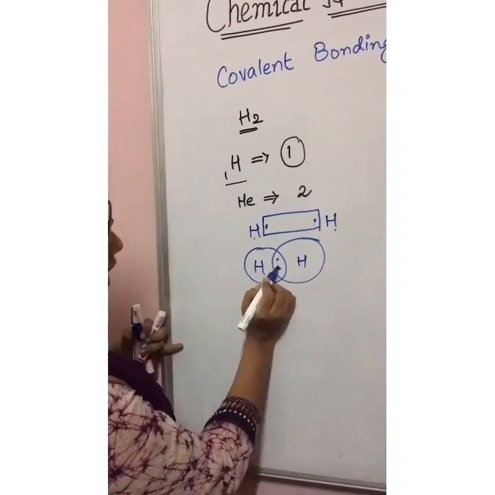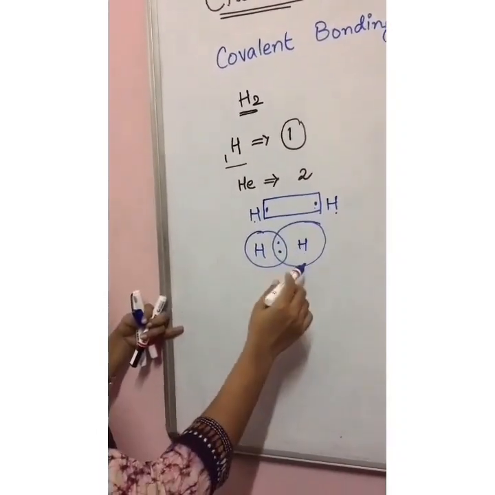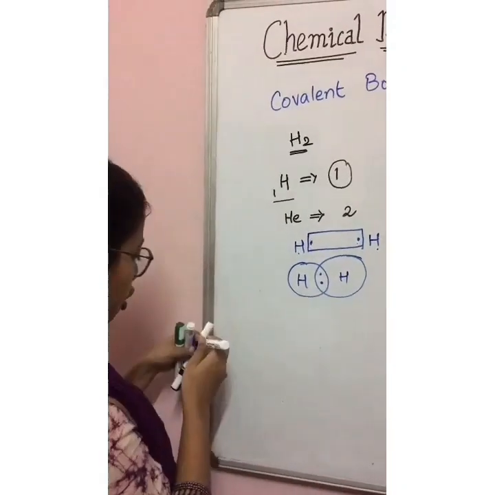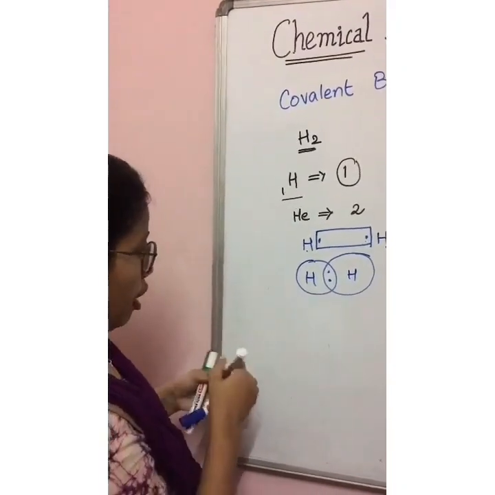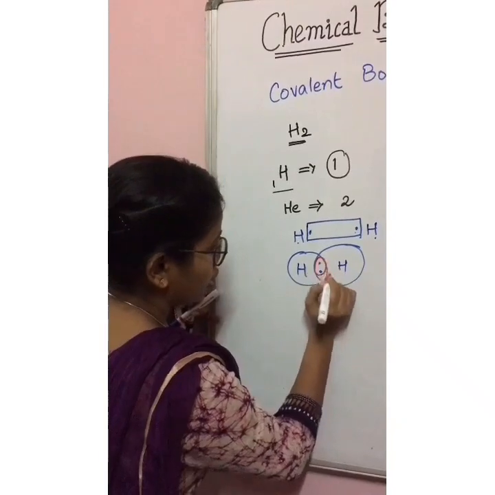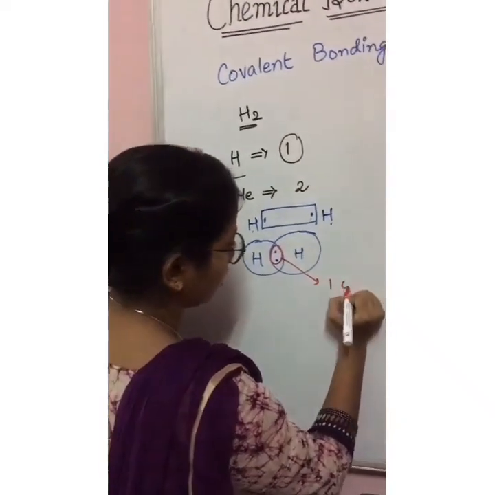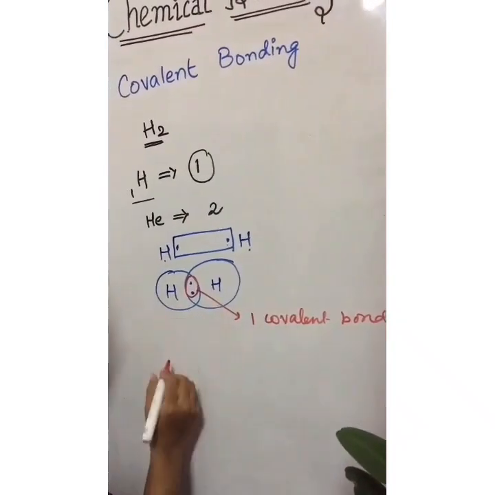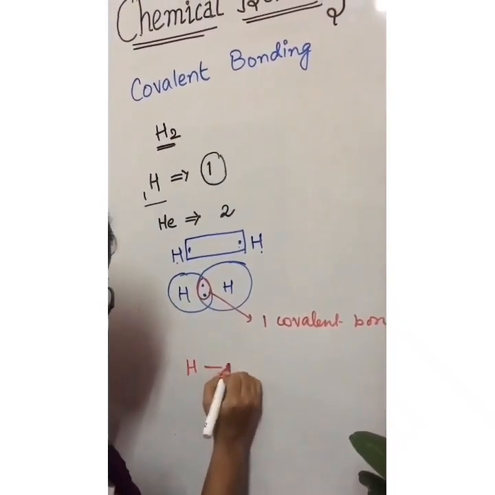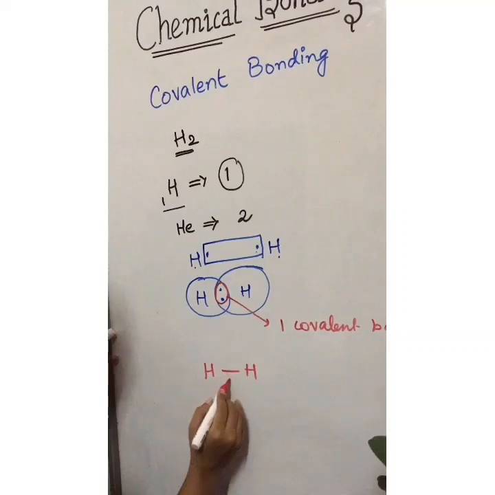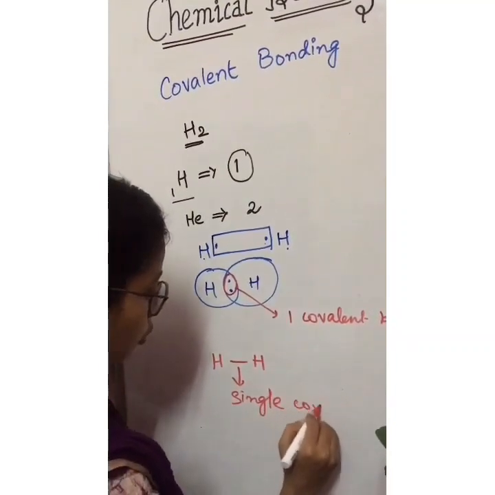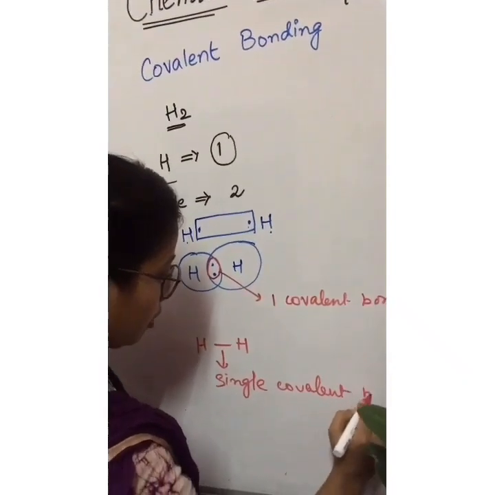Why? Because they are being shared by both the hydrogen atoms. So these 2 electrons which are being shared form a covalent bond. So 2 electrons is equivalent to 1 covalent bond. Okay. So this is represented by a straight line, H dash H. This is called a single covalent bond.